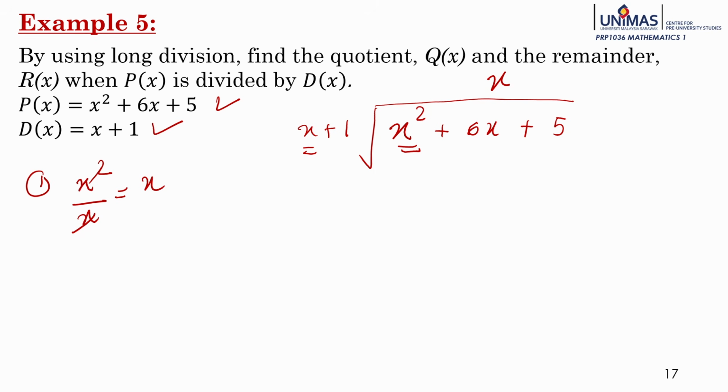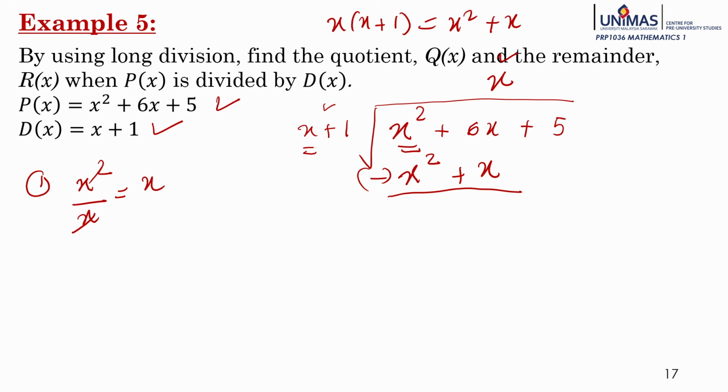Second step, we have to multiply x with x plus 1. So x multiplied by x plus 1, we have x squared plus x. So we put here x squared plus x. And then subtract. Minus x squared minus x squared, we get 0. 6x minus x, so we have 5x. And then put down here, so plus 5.